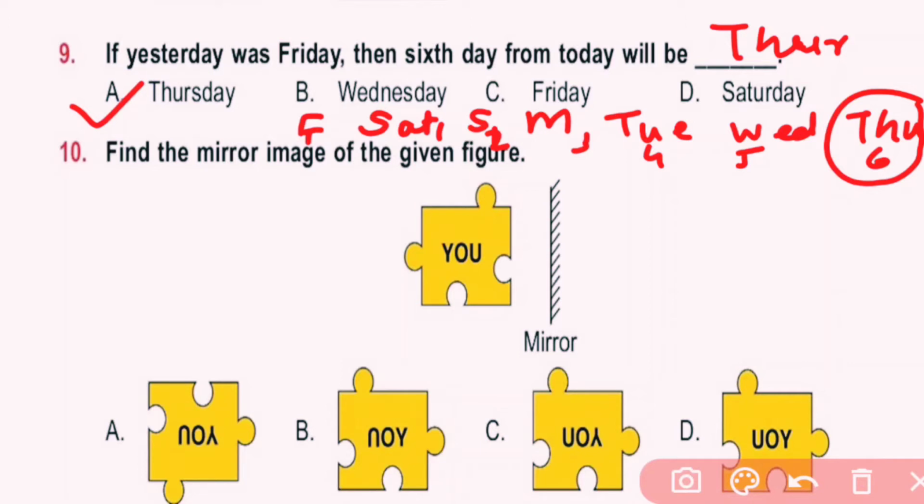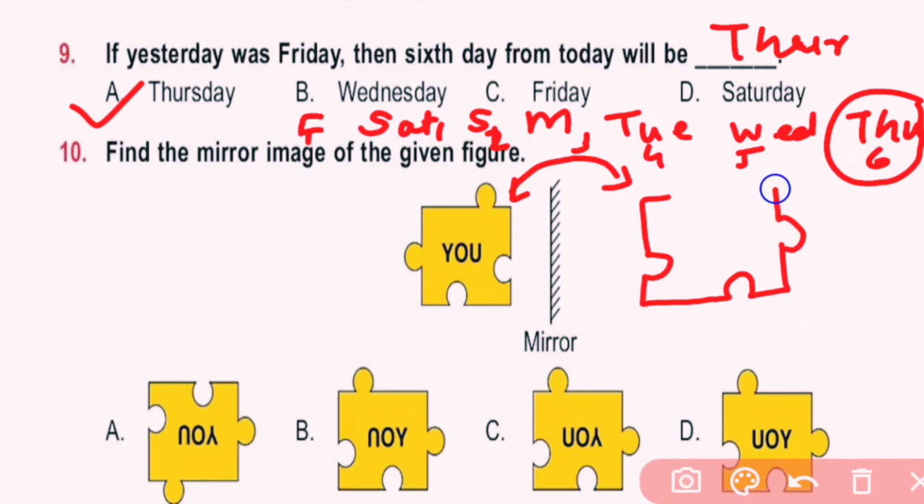Question number 10. Find the mirror image of the given figure. In mirror image we will see this side here. So image and U will come this side, then O and then Y. So D is the correct answer.